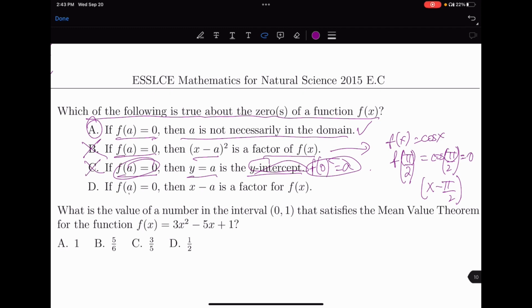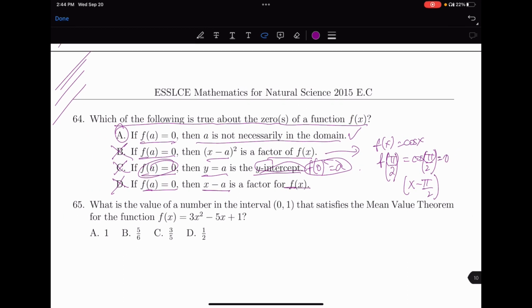If f of a equals 0, then x minus a is a factor of f of x. Not necessarily, right? In the case of polynomial functions, that is correct. If f of a is 0, then x minus a is a factor of f of x in polynomial functions, but not for other functions. Therefore, the answer is a. That was the 64th question.